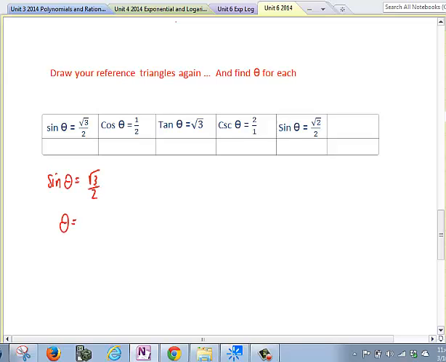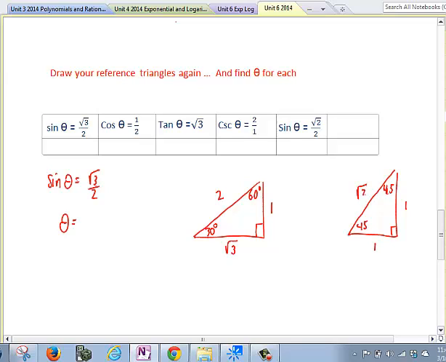Well, this again comes back to those reference triangles. So we draw, if you know you're going to be working without a calculator, you know the only angles they can really be asking you are 30, 60, or 45. So put in your sides, you have 1, root 3, and 2. And then here you have 1, 1, and root 2.